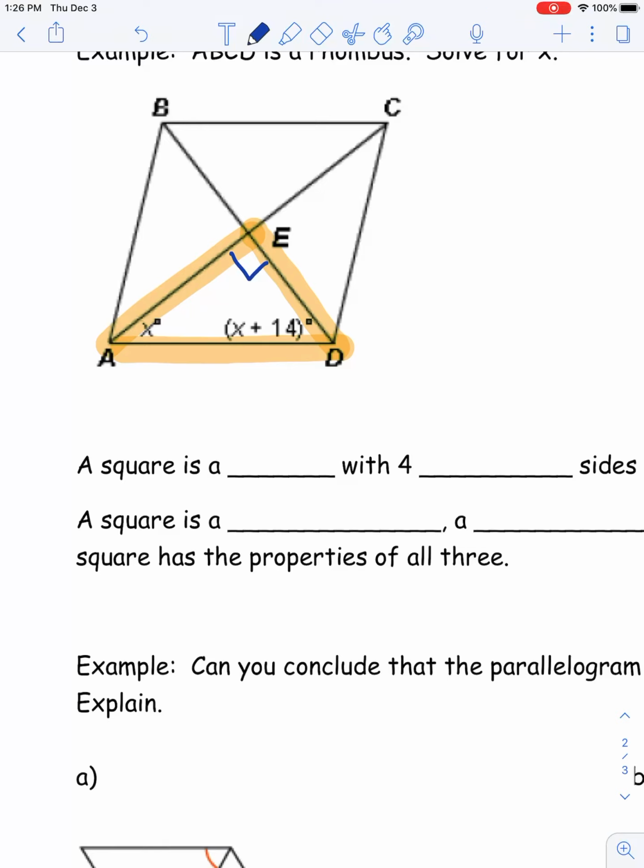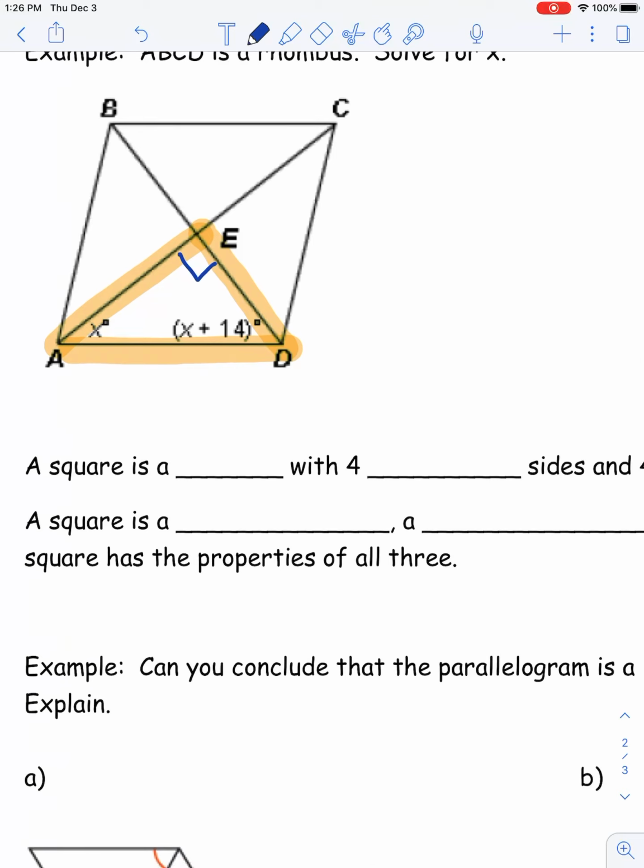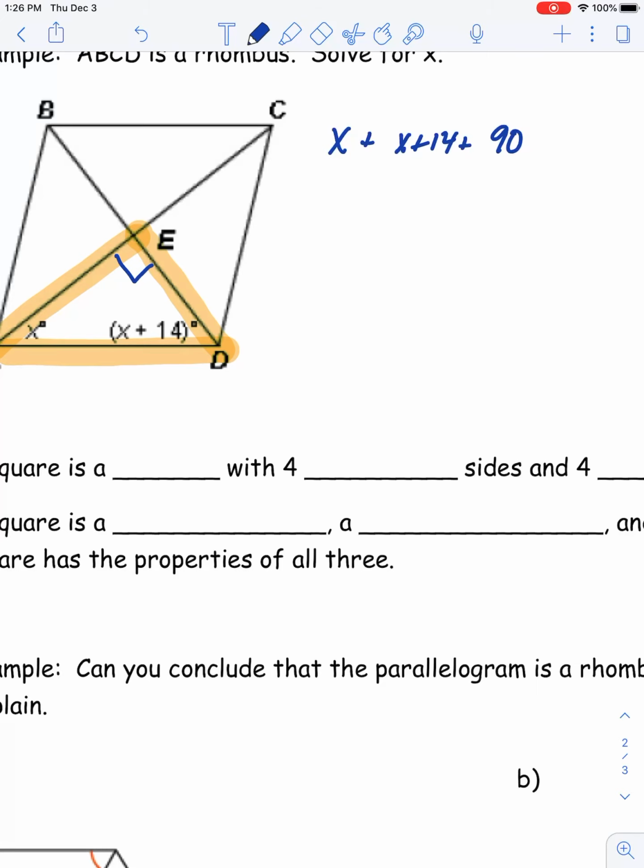We also know that all three angles in a triangle add up to 180. So I'm going to take angle A, which is x, plus the measure of angle D in this triangle, x plus 14, plus the measure of angle E, which we know is 90, and set that equal to 180 to help me solve for x. I'm going to combine like terms, so x and x is 2x, and 14 and 90 is 104.